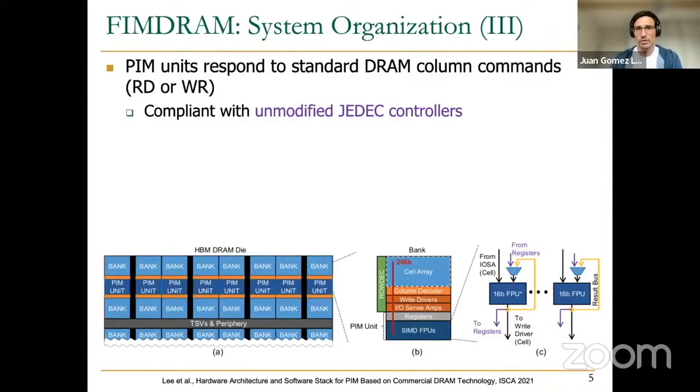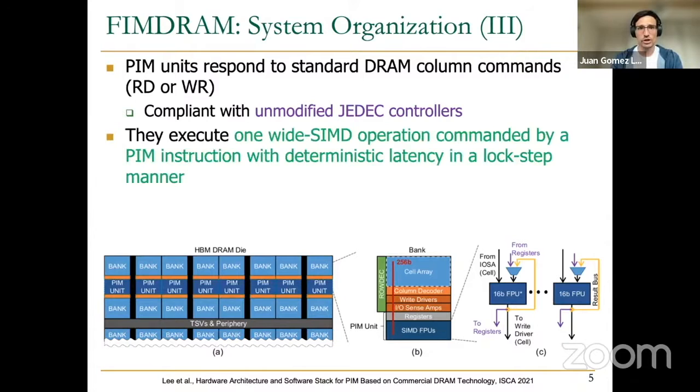If we take a closer look at what we find in each of these DRAM layers in HBM-PIM or FIMDRAM, we find these PIM units that respond to standard DRAM column commands, so they are compliant with modified JEDEC controllers, and they execute one wide SIMD instruction commanded by a PIM instruction, with a deterministic latency, in lockstep manner. This SIMD operation operates on 16-bit floating point values at the same time.